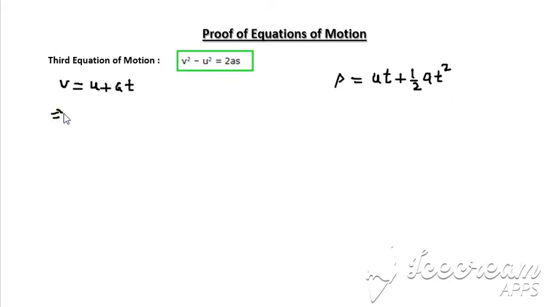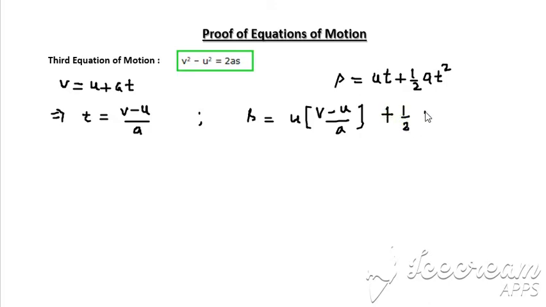From the first equation, if we borrow the t value, you will find this t value will turn up as v minus u divided by a. And if we substitute this t in the second equation, then you will find the displacement s will be equal to u into t, and that t can be substituted by the expression that we have just found. So in place of t we can write v minus u divided by a, plus half into a into the same number square.